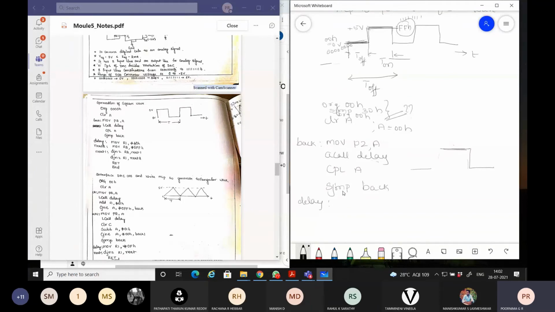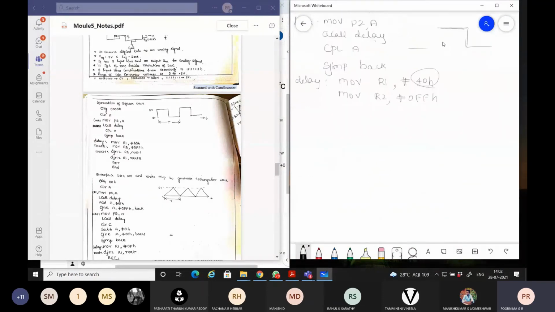But now the question is the delay program. Delay is a subroutine. So this subroutine should have what? You can see the given frequency, and on period and off period. Based on that you can generate the delay program. So here a small program I have given: MOV R1, #40H, MOV R2, #0FFH. FFH is 255, and this will be executed 40 hexadecimal times. That is how the delay program has been written.